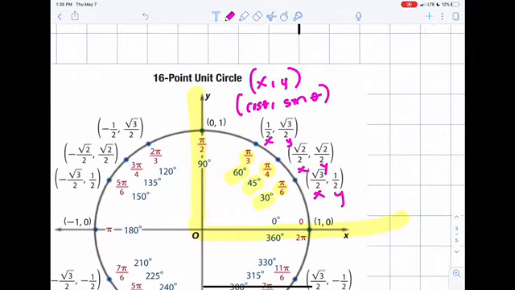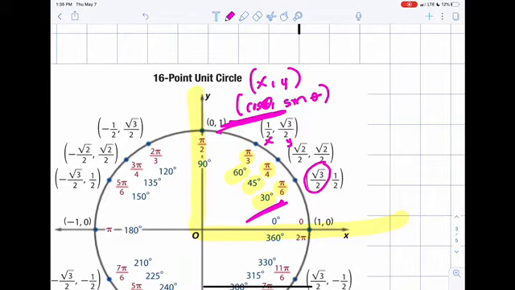So what if I want to know what is cosine of 30 degrees? Okay, so I'm looking here. I know that cosine is the very first point here, my coordinate point, because it's x. So this is my cosine of 30 degrees.